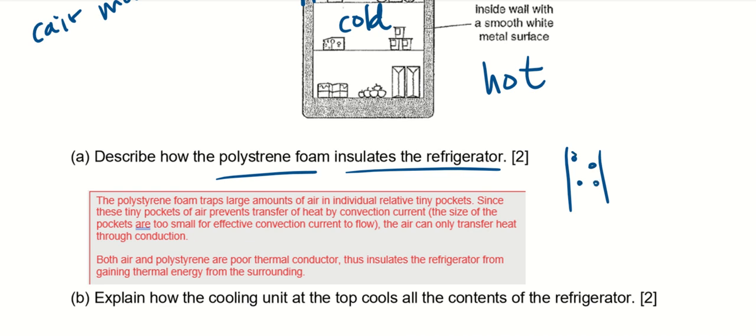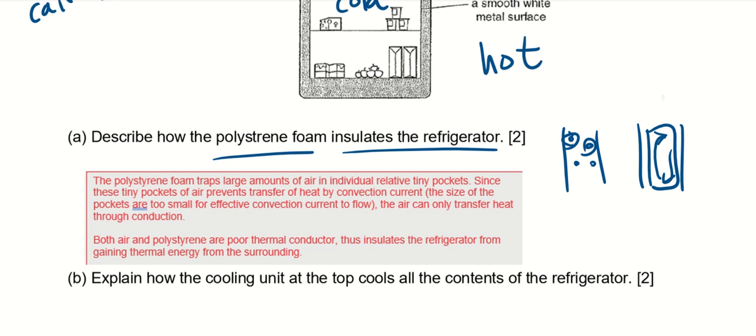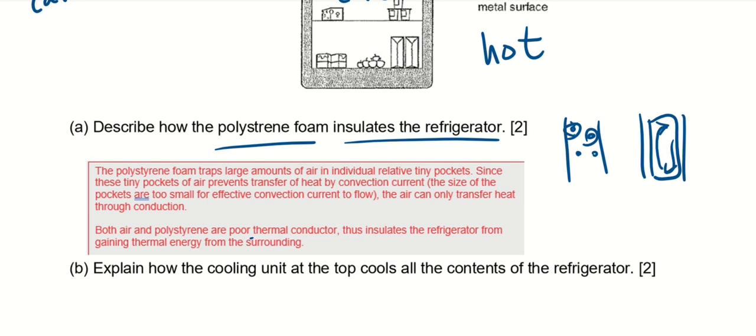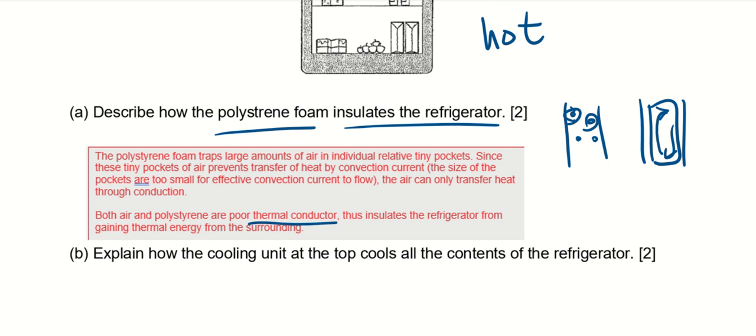Okay, so the air may heat up, but because they are separated into many multiple air particles, right? Convection is not able to be done as compared to if I have a lot of large air pockets. The large air pocket will result in convection current, but over here the air pockets are very small. Plus the fact that air and polystyrene are poor thermal conductors, therefore it will insulate the fridge from gaining thermal energy from the surrounding. Okay, so this one is more of conduction.